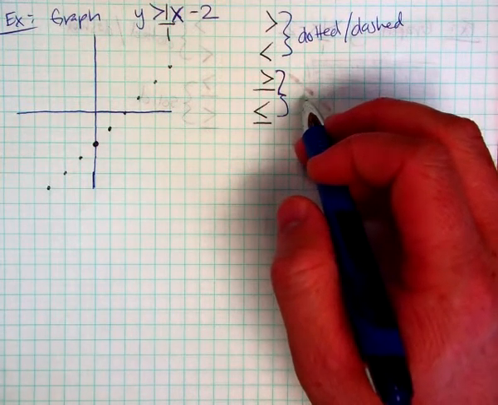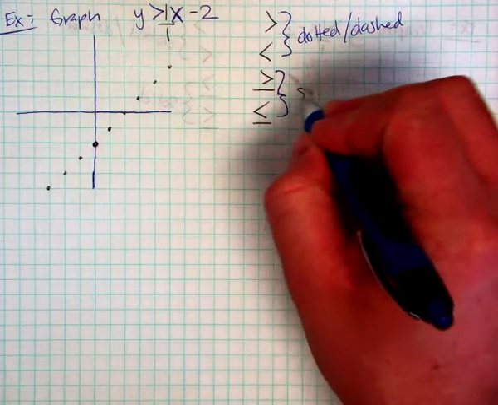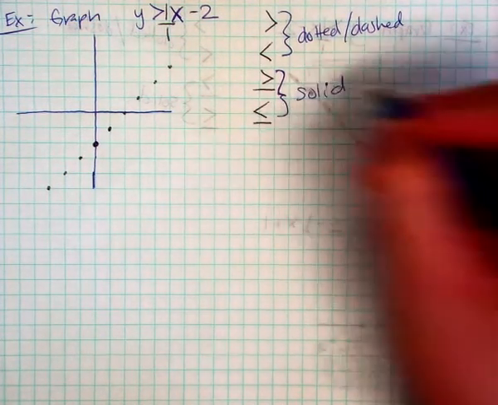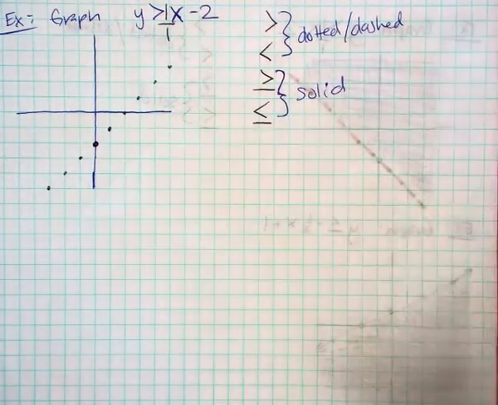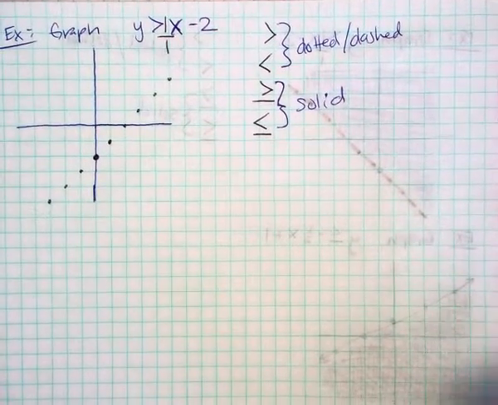Starts with an S, ends with olid. Solid. Good. Okay, so solid line. So we either have a dotted or dashed line or we have a solid line.